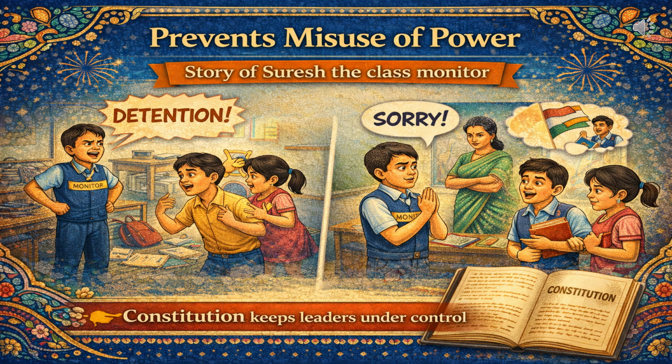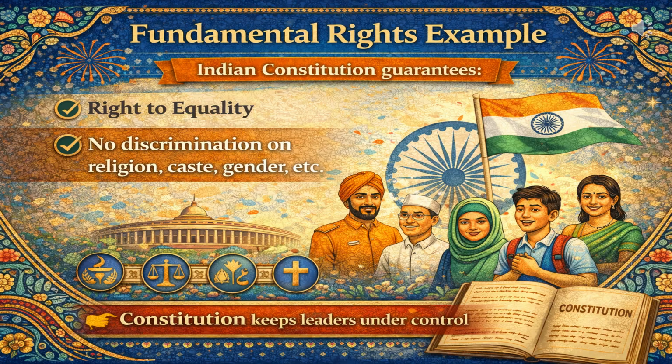Another important protection given by the Constitution is fundamental rights. Our Indian Constitution guarantees fundamental rights. One very important right is the right to equality. It says there should be no discrimination based on religion, caste, gender, etc. This ensures everyone in India is treated fairly.